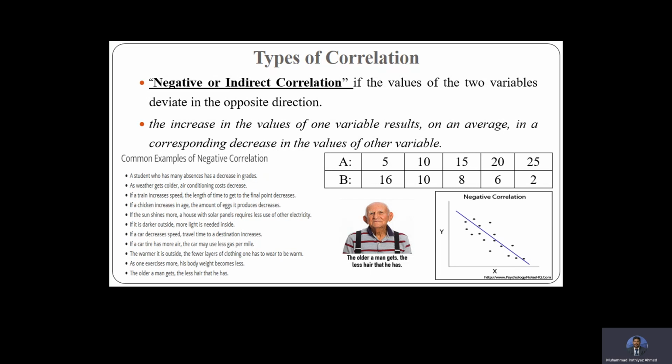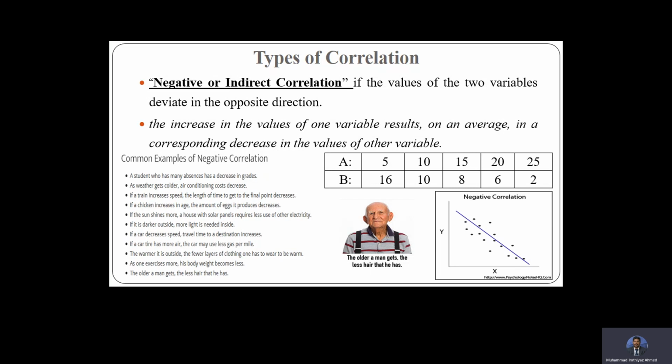The older a man gets, the less hair he has. For this only I brought this example. Can you see this old man? As his age increases, you see, bald head. How we are having hair, at that age you see no hair. So age increases, the hair growth decreases. Baldness comes. So that's why I'm telling you, one increase, one decrease.